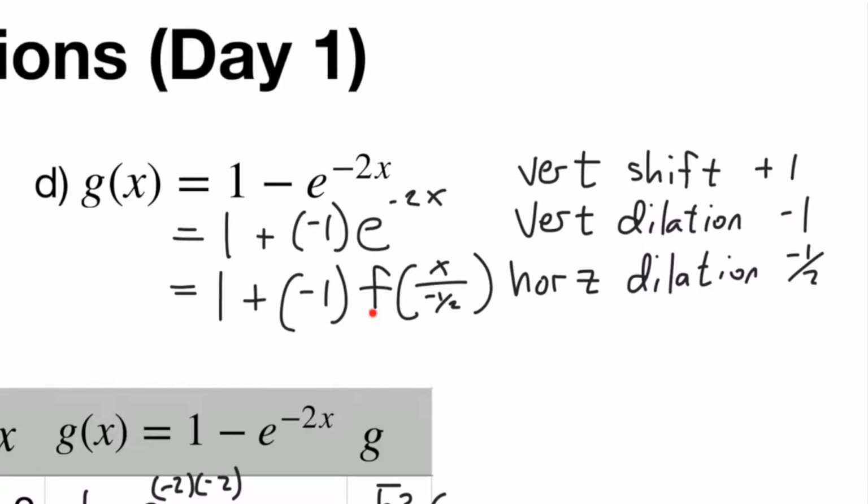I've rewritten it in this format because it's a lot easier to see that you've got three different transformations going on. You've got a vertical shift of +1, right here. Had we not done that, you might have thought, well, I see subtraction and a 1, so it must be a vertical shift of -1. No, this is a positive 1. It gets added, so we have a vertical shift of +1. We've got a vertical dilation of -1, so it's flipped over the x-axis because you have multiplication here. And then a horizontal dilation of -1/2, because it's x divided by -1/2. It's inside the function. These other two are outside of the function, so they're vertical, and this one is inside the function, so it's horizontal.